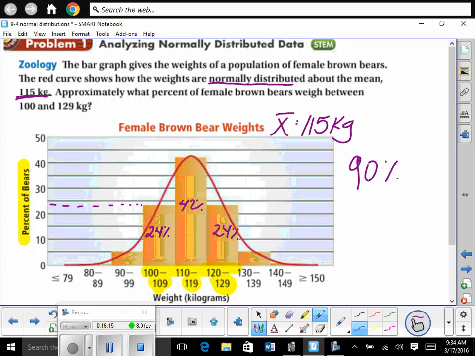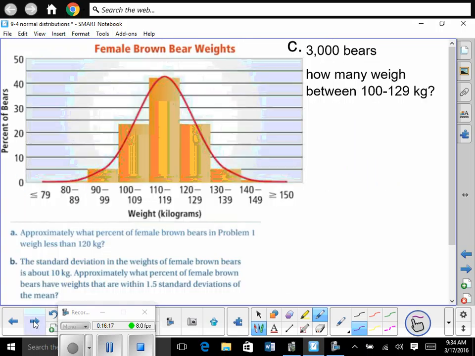Is everybody comfortable with that? Okay, so we've answered the question. Okay, so let's answer the next question. Same picture here. It says approximately what percentage of female brown bears in problem 1, which is what we just did, weigh less than 120 kilograms? So I find 120, isn't this the starting point? So the ones that weigh less than that would be all of these, right? So let's add those up real quick.